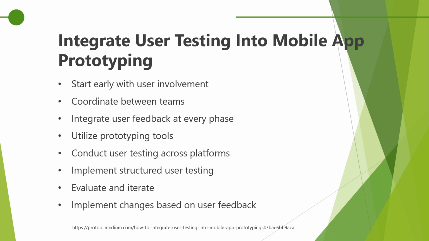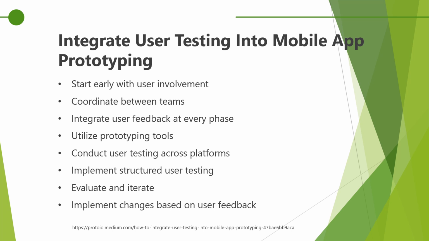The next thing is to coordinate between the teams. So you want to facilitate close coordination between mobile app design, development, and market research teams throughout the product's life cycle. The collective insight is going to help shape a better understanding of the user's needs and their preferences.